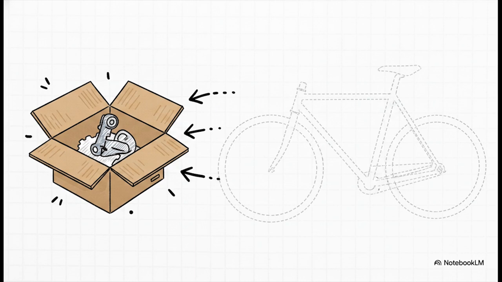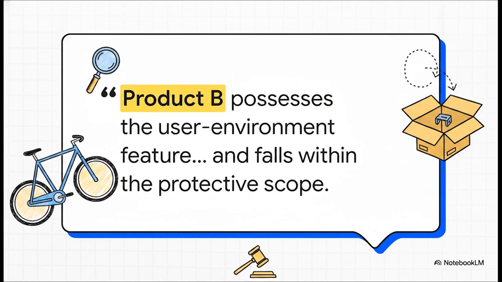And get this, during the first 2 trials, the courts agreed with the infringer. Because there was no bike frame attached, they ruled the strict all elements rule wasn't met. But then, the Supreme People's Court stepped in and changed the game. They looked at the bracket and declared that the bicycle body frame was a use environment feature. Furthermore, they applied the inevitable use standard.